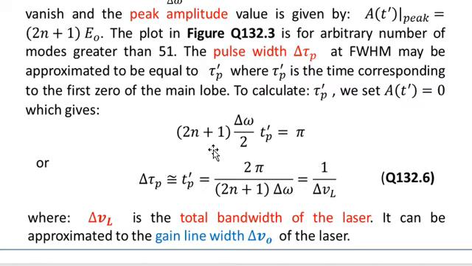For example, this condition. So you can solve this condition for the value of tau p, where tau p is equal to delta tau p, and you can say that delta tau p is approximately equal to tau p prime, which is equal to 2 pi over 2n plus 1 times delta omega. And you see that this delta tau p is also equal to 1 over delta nu L, where delta nu L is the total bandwidth of the laser.